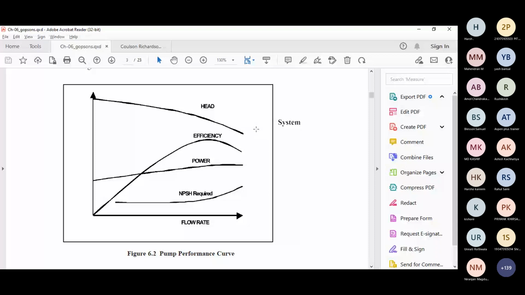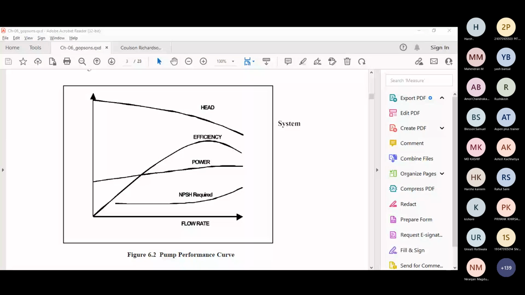So suppose I have a question. Suppose this is a head and flow rate curve. If I change the suction pipeline or the discharge pipeline, and suppose I also change the height of the suction tank and the discharge tank, will this head and flow rate curve change or will it remain the same?